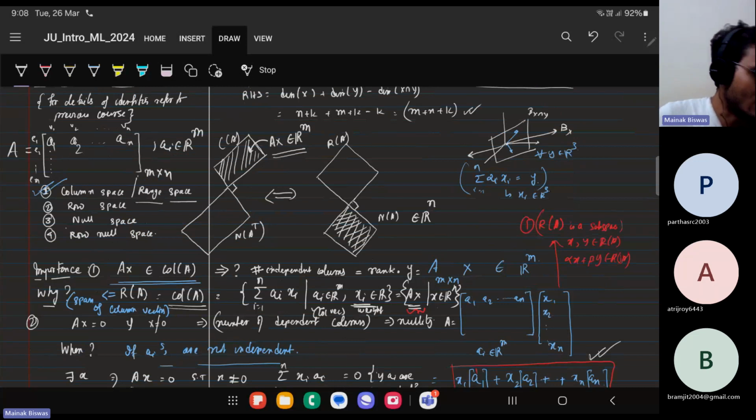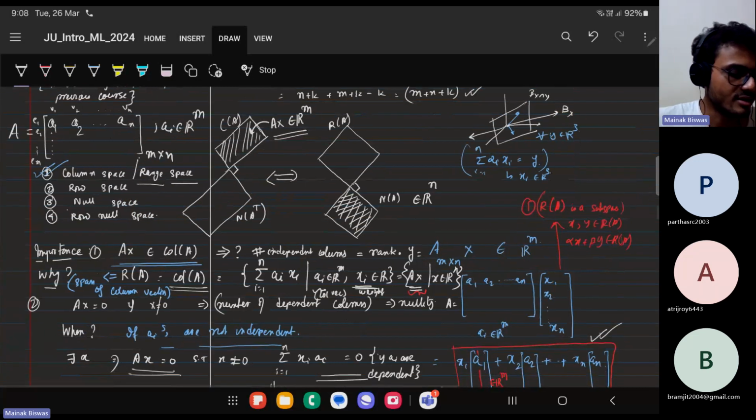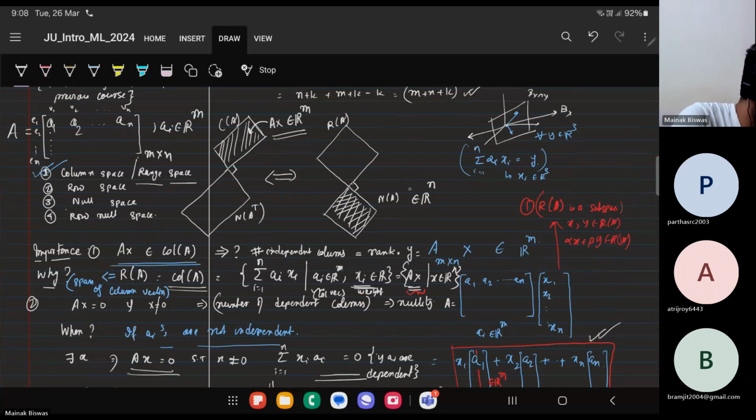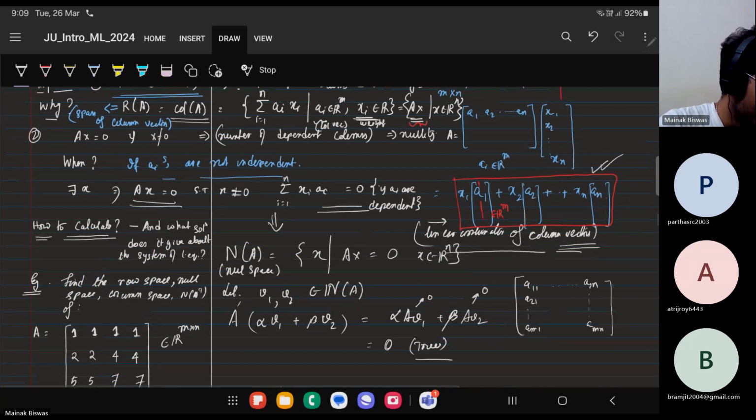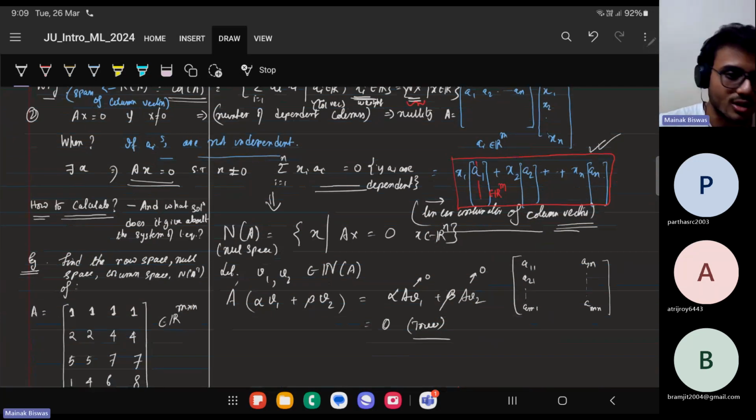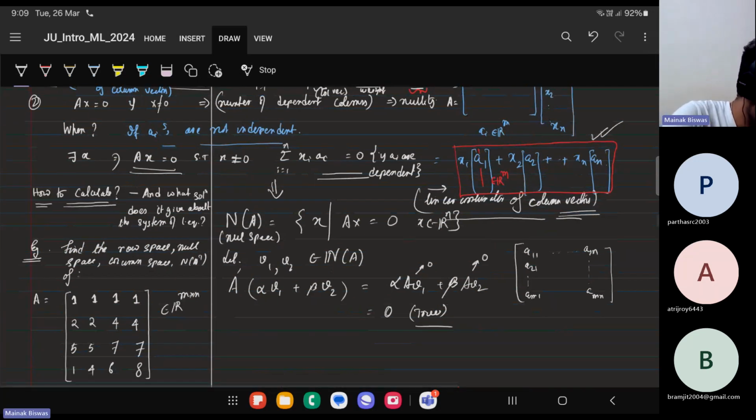So I have shown that it is a subset of R to the power n, right? This is a subspace. I should not use belongs to, I should use a subspace, right? I'll show you why. But now my Parthos question is, let me complete the other two definitions also, and then we'll go to that question.